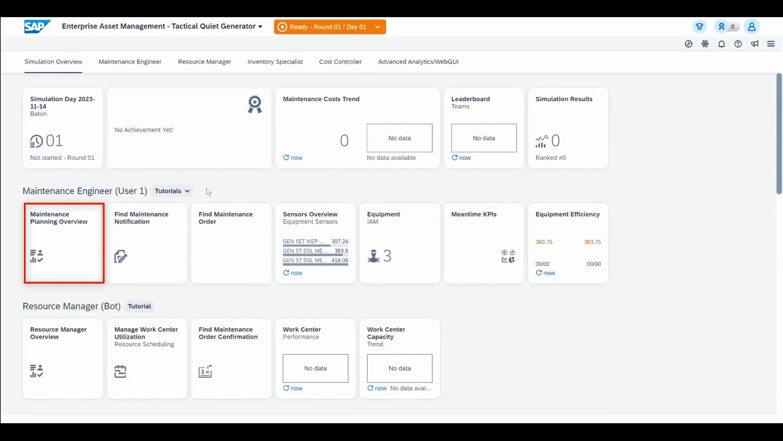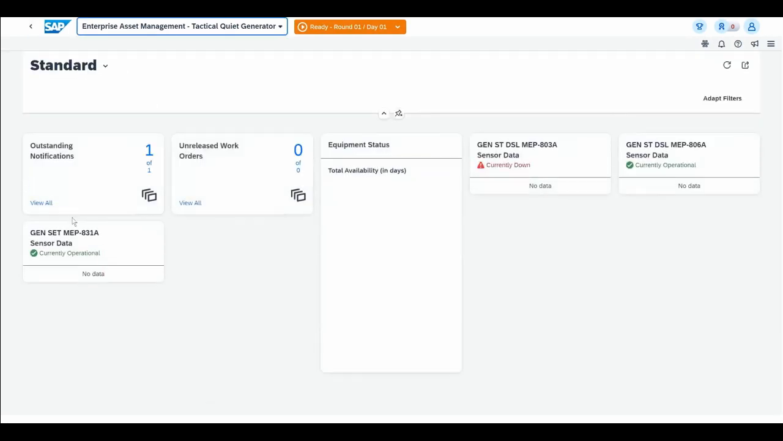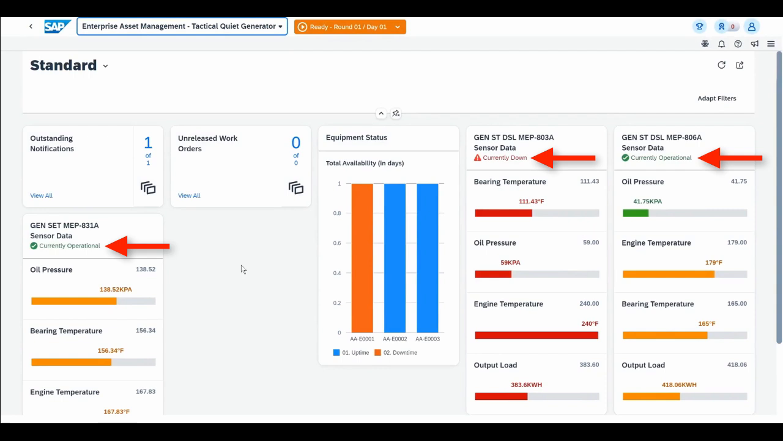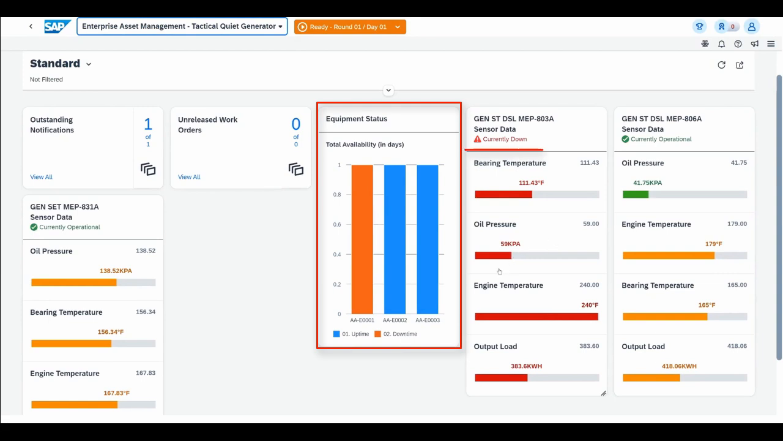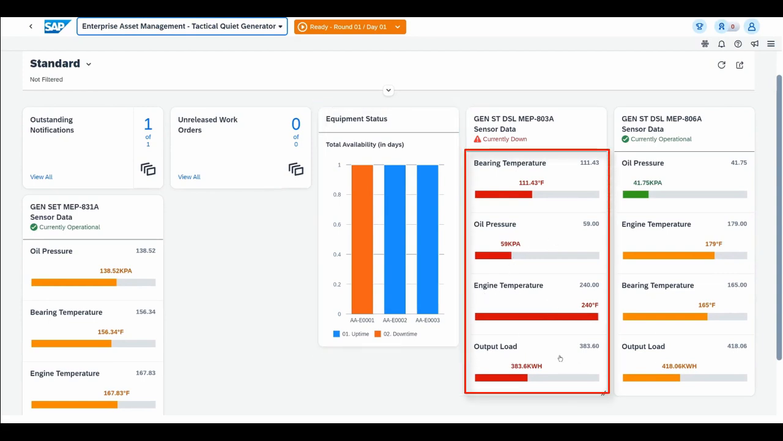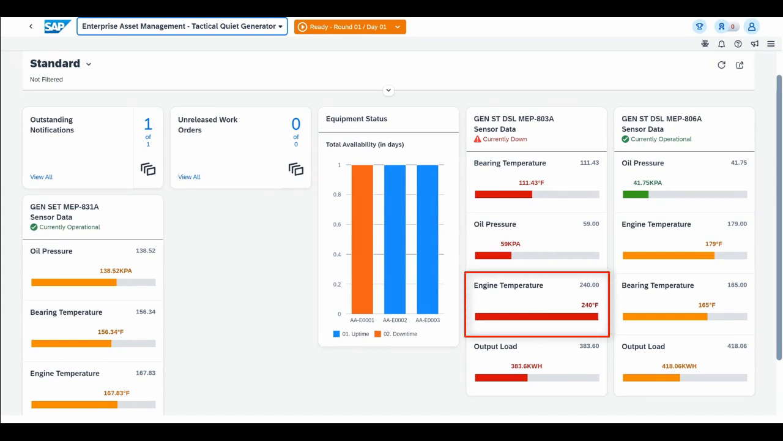The overview tile is a great place to start. Here you can see the status of your generators, whether they are running, whether they need repair, as well as the uptime and downtime of each. You will also see that each generator has real-time IoT sensors for oil pressure, bearing temperature, and engine temperature. If either of these sensors reaches a critical level, the generator will break down.